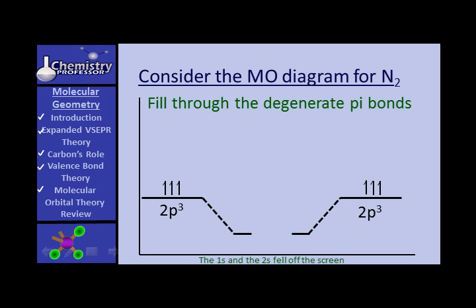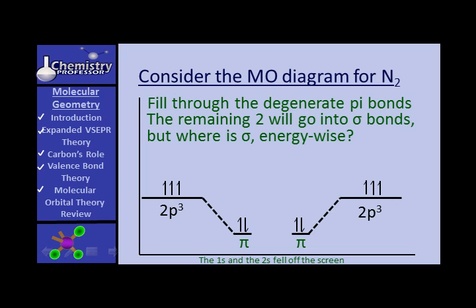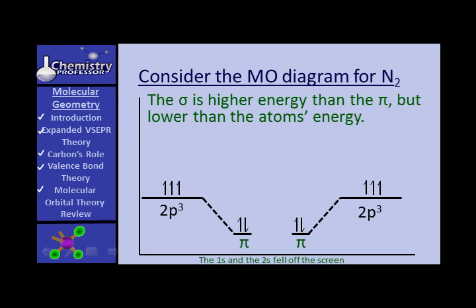Let's fill through the degenerate pi bonds. We put 2 there and 2 there. That takes care of filling up both of the pi bonds. You've used up 4 electrons. You have 2 more to go. Where do they go? The remaining two go into sigma bonds. But do you remember where the sigma bond is energy-wise? Yeah, the sigma is of higher energy than the pi, but it's lower than the atom's energy. It goes right here. Now, it's not going to be as low in energy as the pi bond, but it's going to be lower than the energy in the atoms themselves.